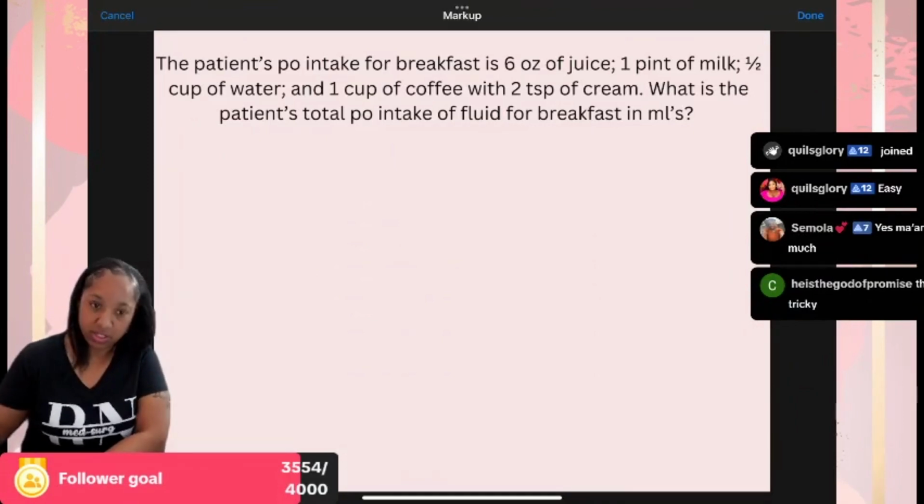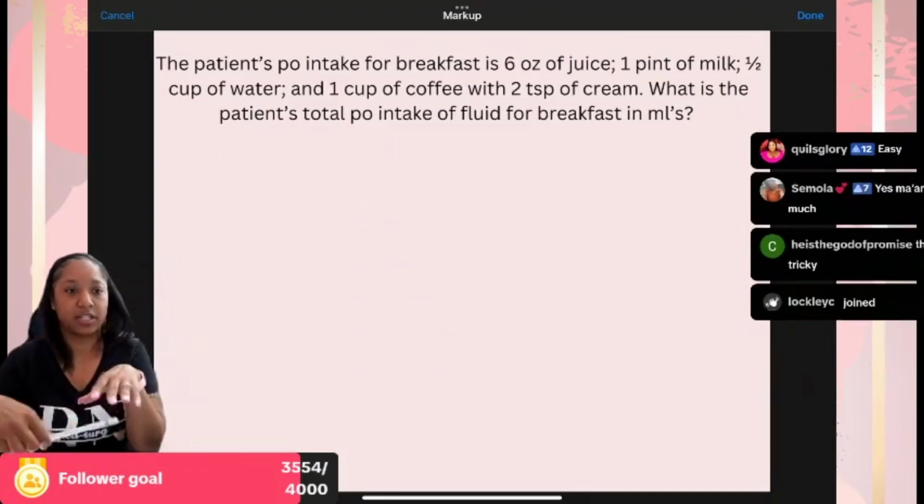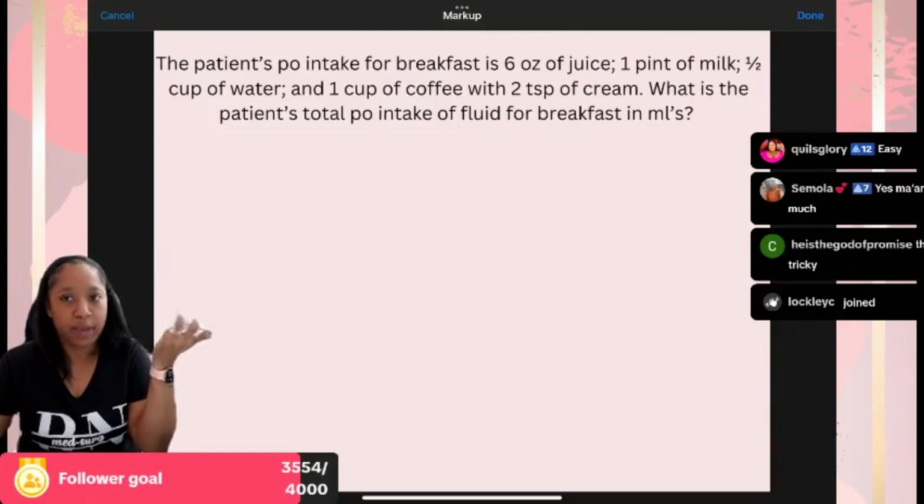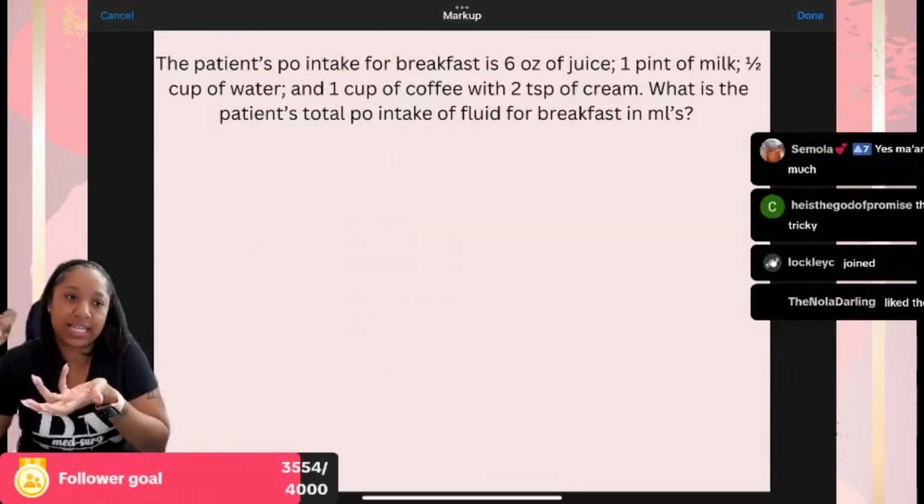Alrighty, so this one is your intake and output. And a lot of people think, oh, it's just adding, but you really have to pay attention to what it is that it's telling you.